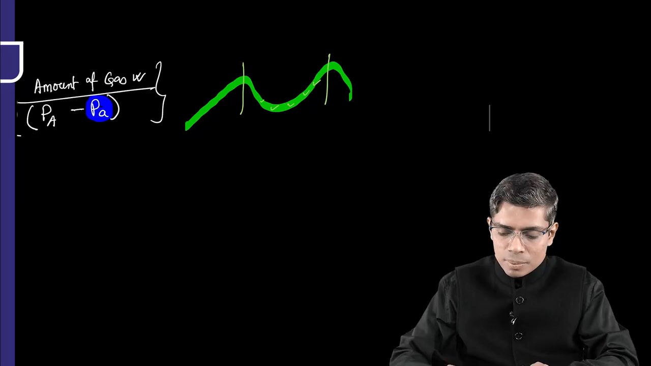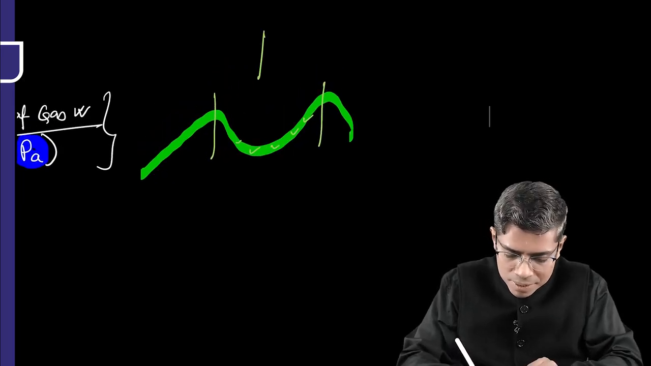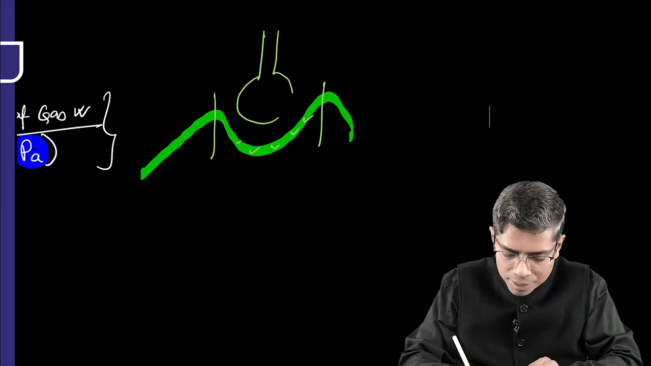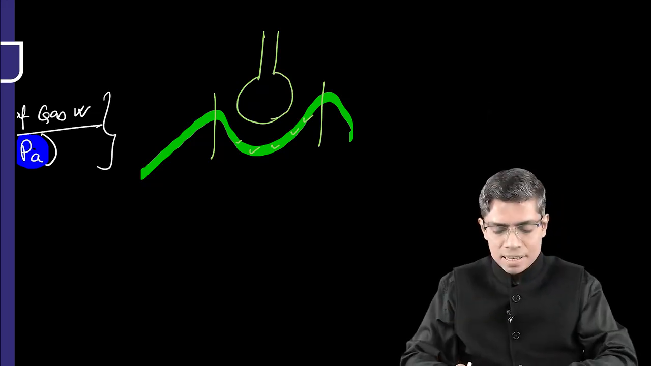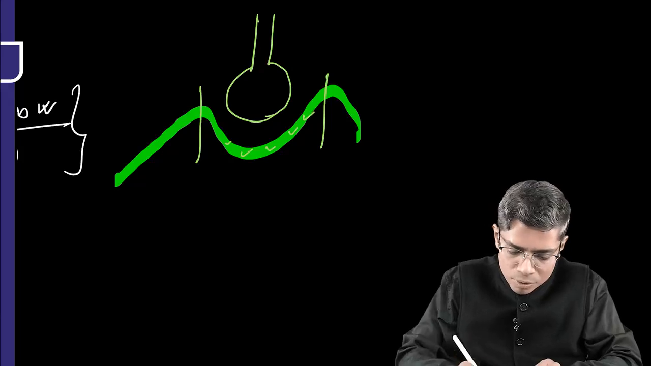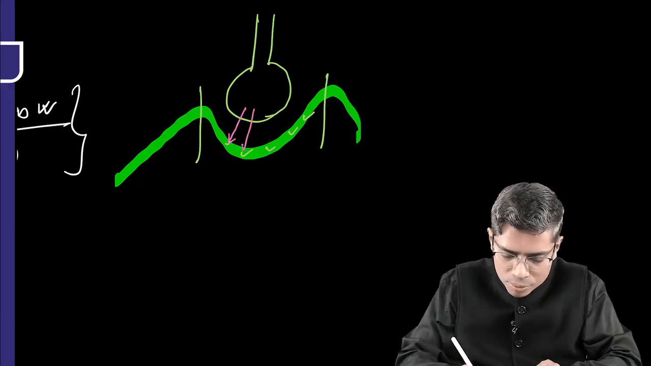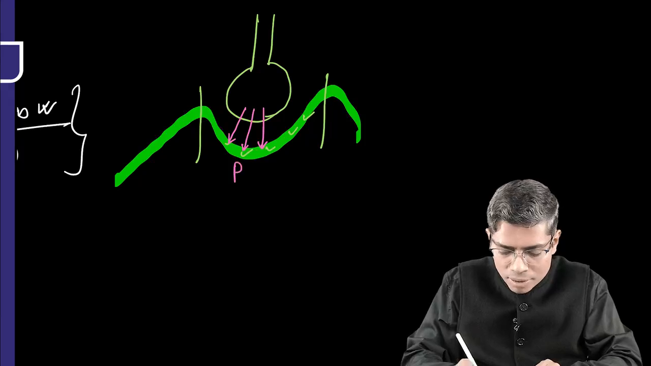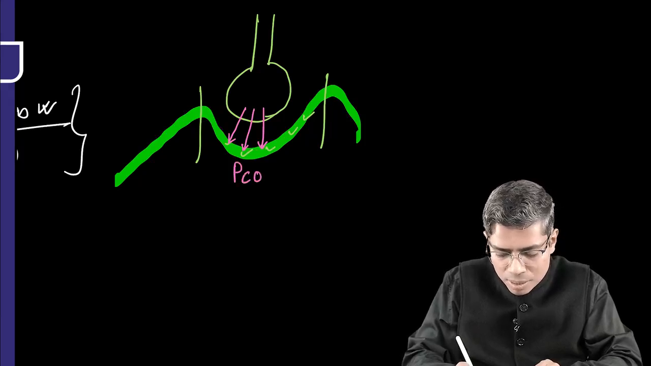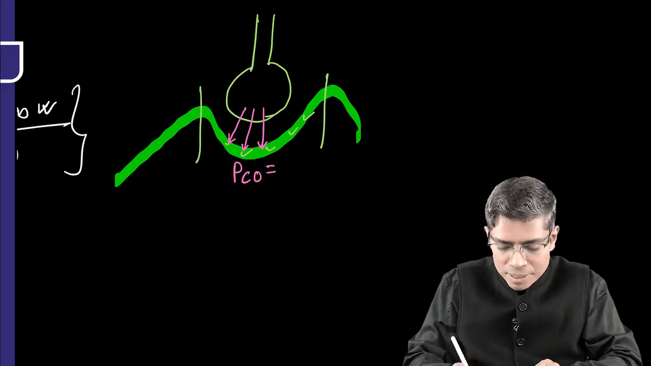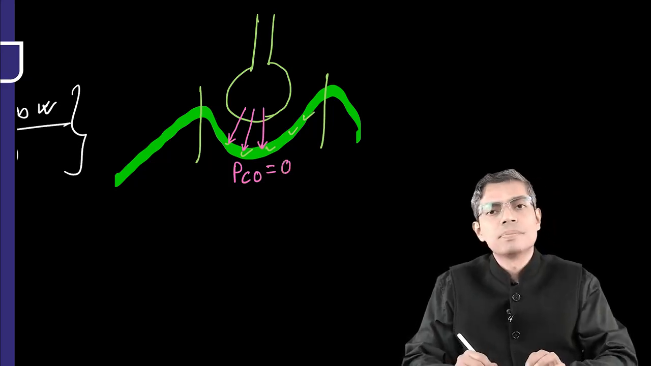But what is the property of carbon monoxide? Just now we have seen that if this is the alveoli, and if this is the pulmonary capillary, then whenever carbon monoxide is transported from this alveoli to the level of pulmonary capillary, what will happen to the partial pressure of carbon monoxide at the level of this capillary blood? That is near equal to 0.